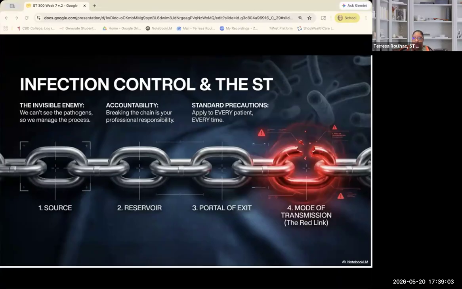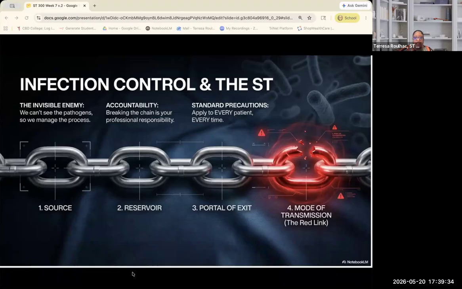Sterility exists only at the table level. Okay, so we have infection control and us as the CST. Going back to micro, we know we can't see pathogens, right? So we manage the process. Goes back to that chain. We don't fight microbes directly, but we do stop their path. We get this chain that we see in front of us, okay? Infection requires a chain. We break a link, infection stops.